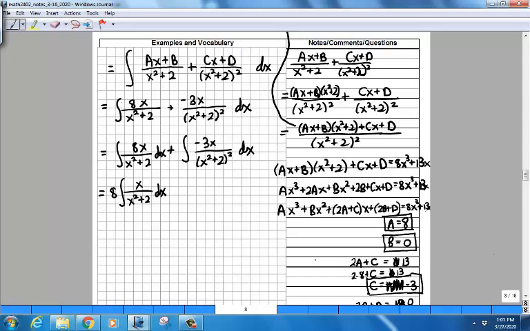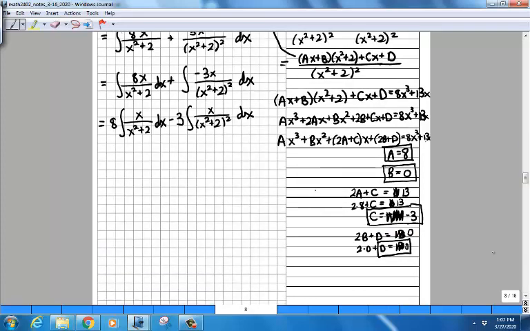And so now when I integrate the two terms separately, I'm going to factor out the 8. So I have a times the integral of x over x squared plus 2, and then I'm also going to factor out this minus 3. So I have minus 3 times the integral of x over x squared plus 2 squared. And now I'm going to be able to integrate both of these by using substitution. Okay, so let's do that. So let's start with that first antiderivative.